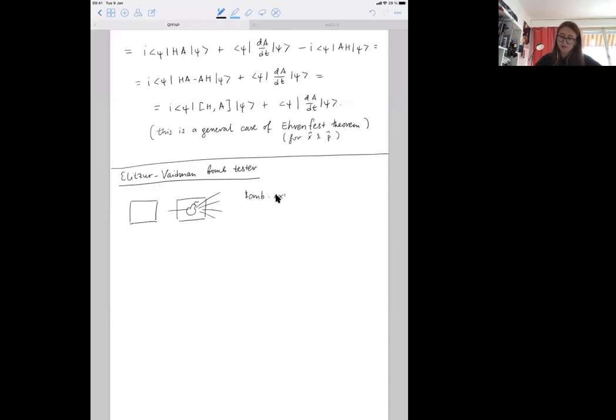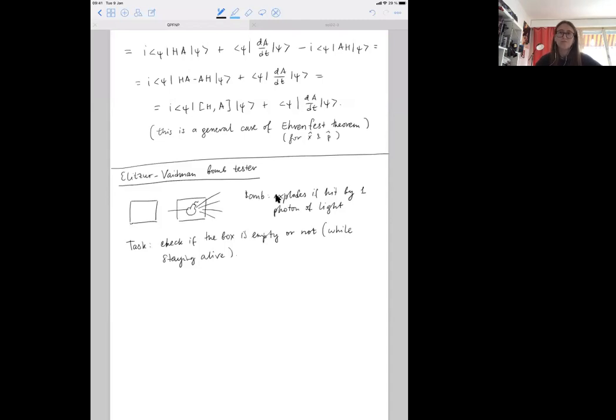So the bomb explodes if hit by one photon of light. And your task is to determine which box you have in your hands. So the task is to check if the box is empty or not, while staying alive, of course. Obviously, this is not achievable classically, because to check what's in the box, you would need to open it or shed some light on the inside, and then if the bomb is there, you will die. Essentially, the box will explode.